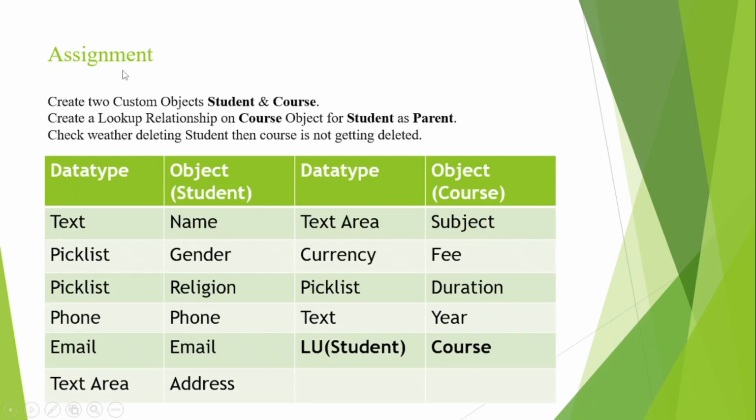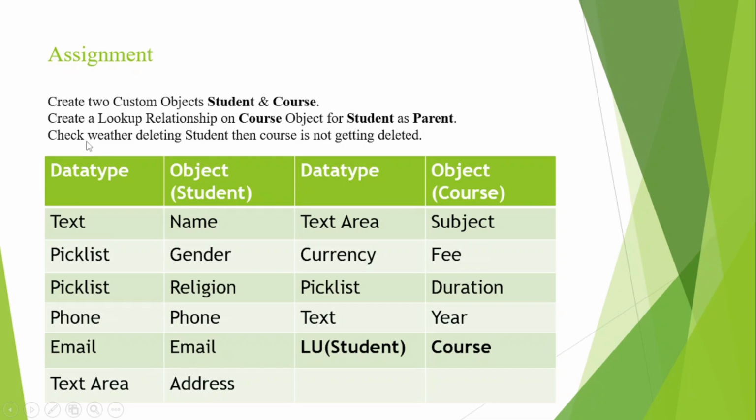So today's assignment is to create 2 custom objects, student and course. Create a lookup relationship on the course object for student as parent. So we have to create the lookup relationship on the course object, so it will be the child, for student as parent. So student will be the parent.